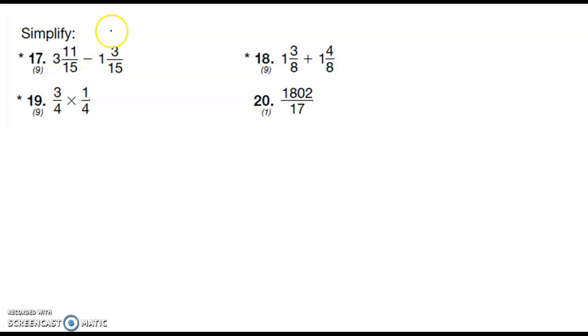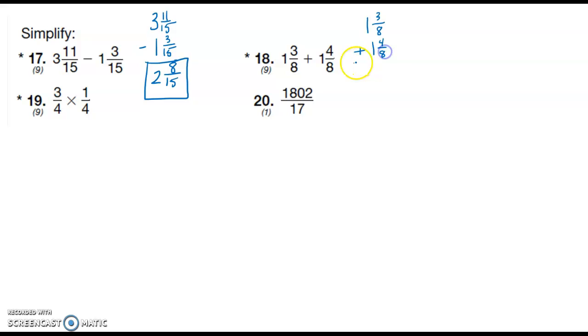All right. More fractions. So we have 3 and 11/15 minus 1 and 3/15. So when we subtract, we know it's something over 15. So 11 minus 3 is 8, and then 3 minus 1 is 2, and that's going to be our answer here. And again, if you can do this horizontally, that's perfectly fine. We know it's going to be something over 8 because when we add, the denominator stays the same. 3 plus 4 is 7. 1 plus 1 is 2. Okay? And then we have multiplication.